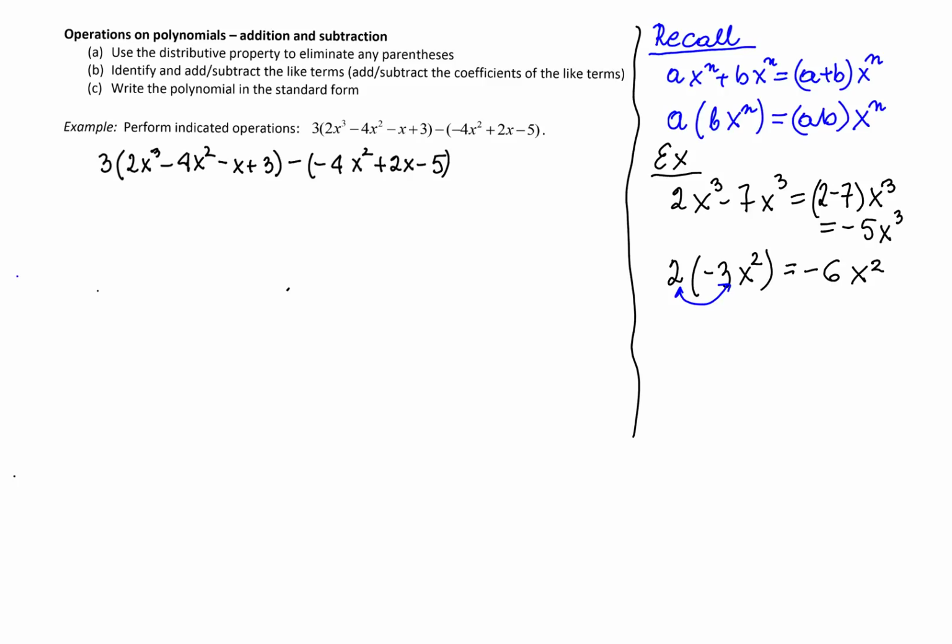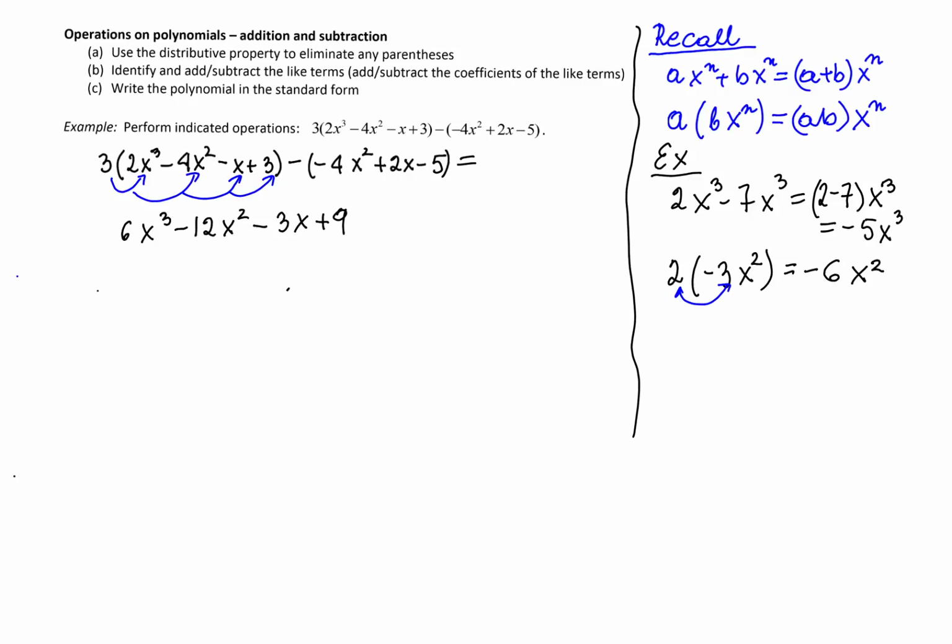Again, the first step is to remove the parentheses. So we remove the parentheses by using distributive property. The 3 will have to be multiplied by any of the monomials inside the parentheses, and therefore we'll have 3 times 2x cubed is 6x cubed. Then 3 times negative 4x squared will be negative 12x squared. Then 3 times negative x will be negative 3x, and 3 times positive 3 is 9.